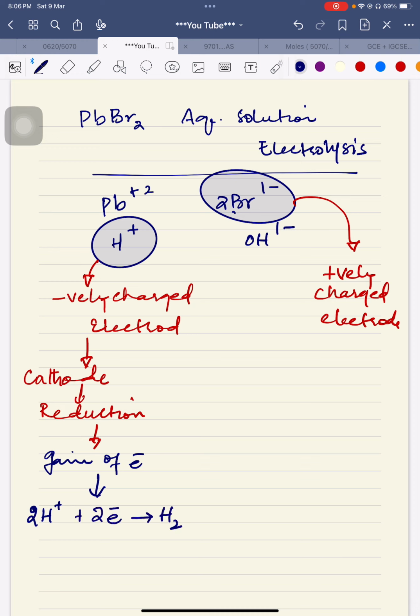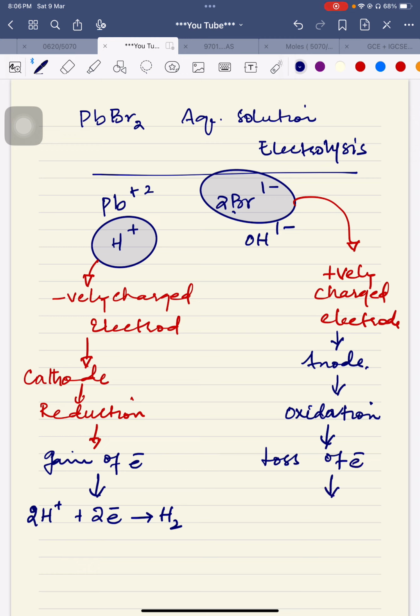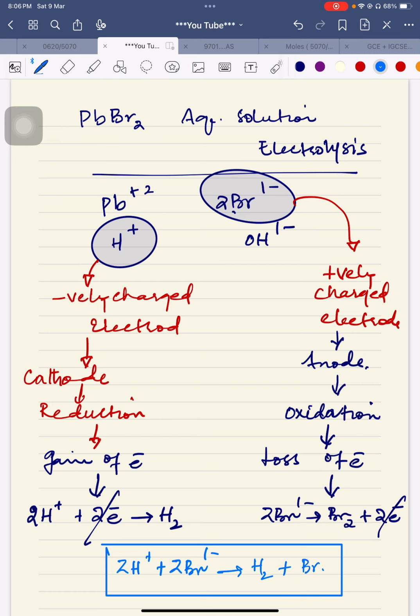So this is the anode, and at the anode, what is happening? It is oxidation. And what is oxidation? Loss of electrons. So here we are saying it is 2Br⁻ → Br2 + 2 electrons. So the number of electrons gained and lost are equal. Again, the sum up equation will be at the bottom. It will be 2H⁺ + 2Br⁻ → H2 + Br2. This is aqueous, this is aqueous, this is a gas, this is a gas.